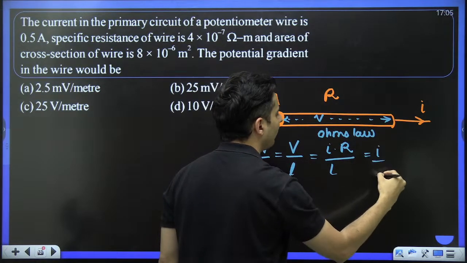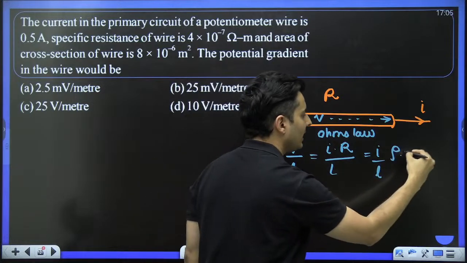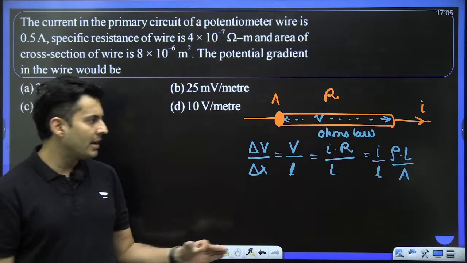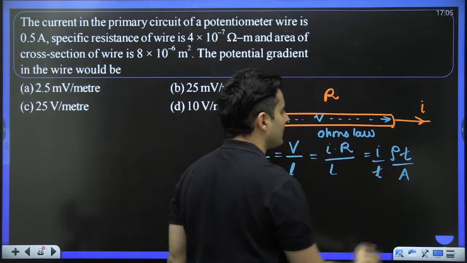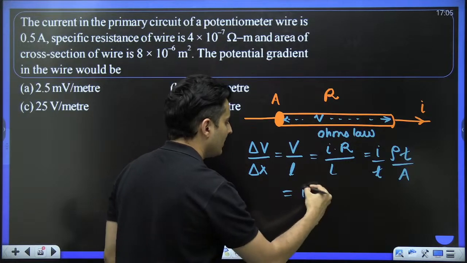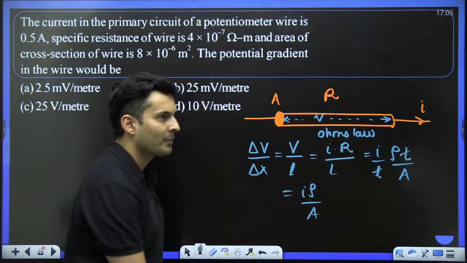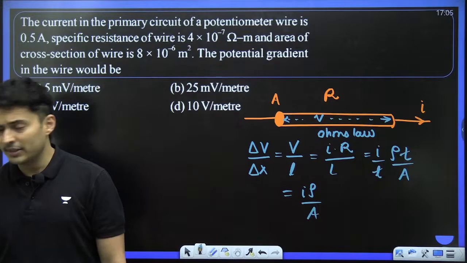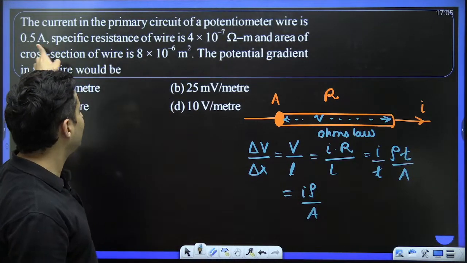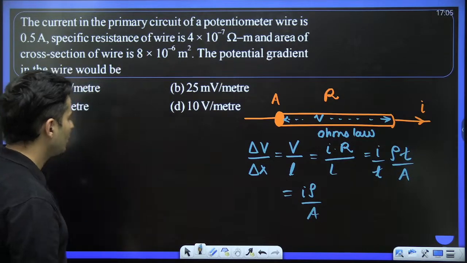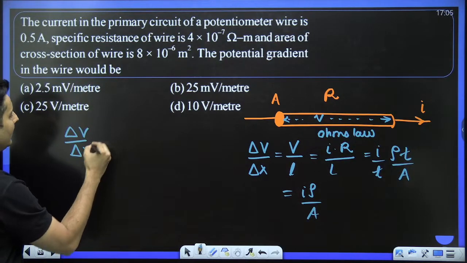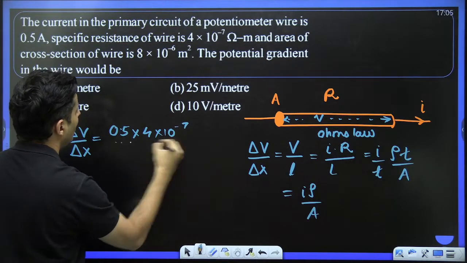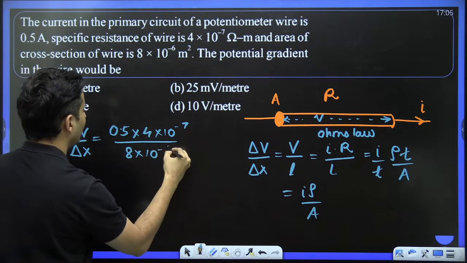Now what is the value of resistance? We know it is resistivity into length divided by area. Rho L by A, everyone with me? Rho L by A, perfect. Now do you see that this L and this L get cancelled? So what am I left with? It is basically I rho divided by area. Is that clear? Everyone with me on this? Perfect. Now do I know current? Yes. Resistivity? Yes. Area? Yes. So I think I have got the answer. So delta V by delta X will be current, which is 0.5, resistivity, which is 4 into 10 to the power minus 7, whole thing divided by area, which is 8 into 10 to the power minus 6.